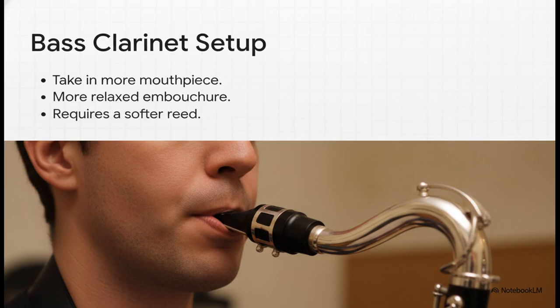And hey, we can't forget that the clarinet section isn't just B-flat sopranos. When you transition a student over to the bass clarinet to flush out your ensemble sound, the fundamentals have to adapt. You can't just hand them the big horn and walk away. Bass clarinetists have to take significantly more mouthpiece into their mouth. Their embouchure needs to be way more relaxed. Honestly, it's closer to a saxophone embouchure. And crucially, they actually need a softer reed to get the proper response, especially when they're playing in the upper register.